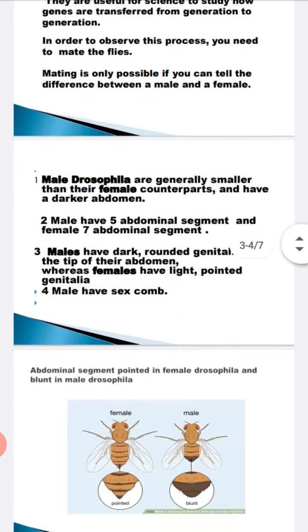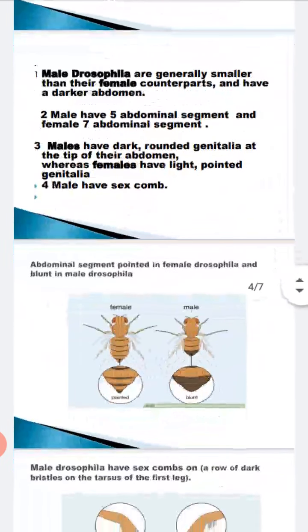Fourth, the males have sex combs on the tarsus, which are absent in the female. Now in the first figure you can see the abdomen, it is pointed in the female and blunt in the male. The abdominal segments are 7 in the female while they are 5 in the male. So females are larger in size than the male.